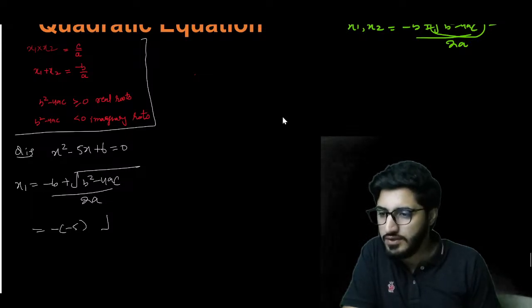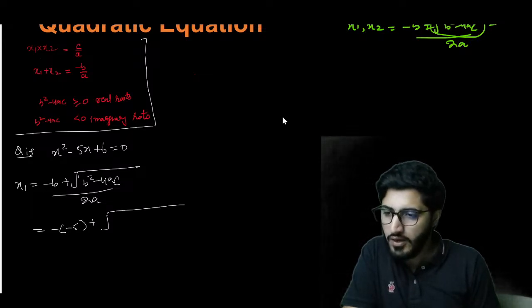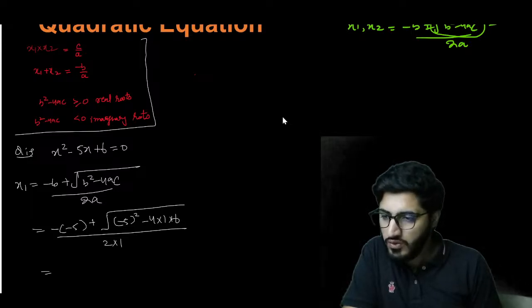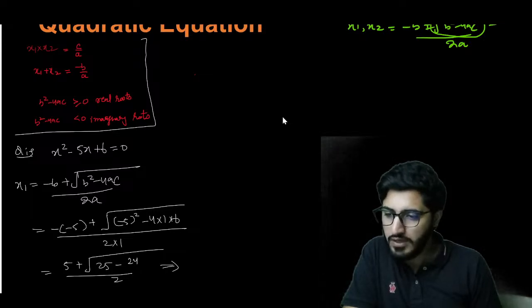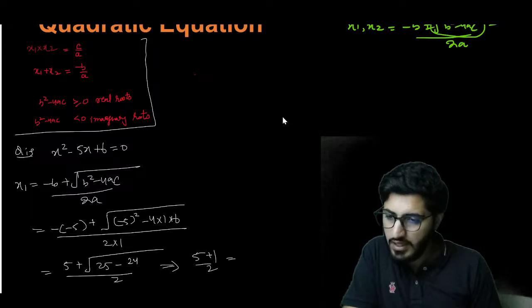It is only plus here, right? Under root of minus 5 square minus 4 into 1 into 6, whole divided by 2 into 1. So it is 25, 24 divided by 2. So I think my answer came out to be 5 plus 1 by 2, I think it is 6 by 2, which came out to be 3.